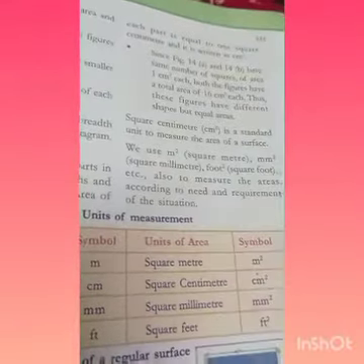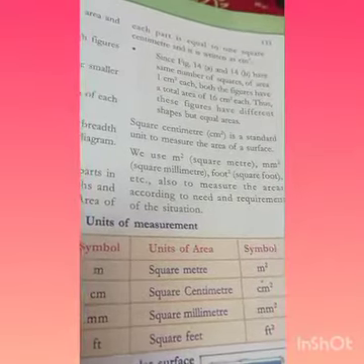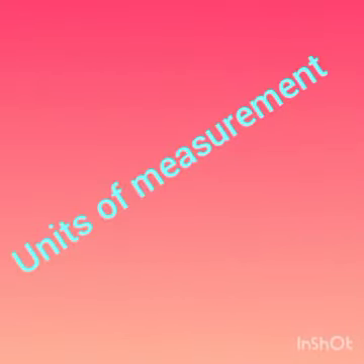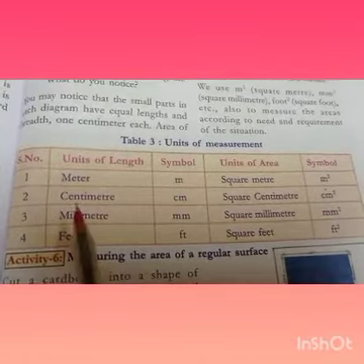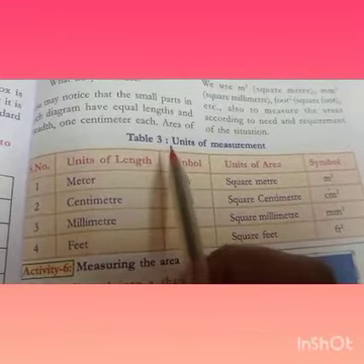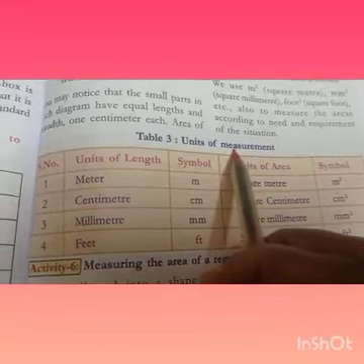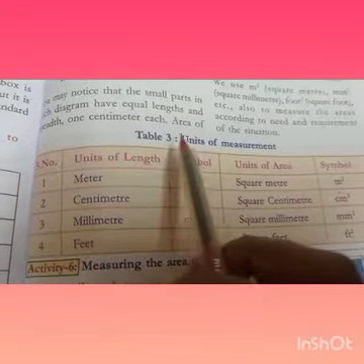Okay, so this is about the measurement of area. All of you understand. Now let us know the units of measurement. See in page number 131, a table is there. This is the table of units of measurement. Okay, there are symbols.